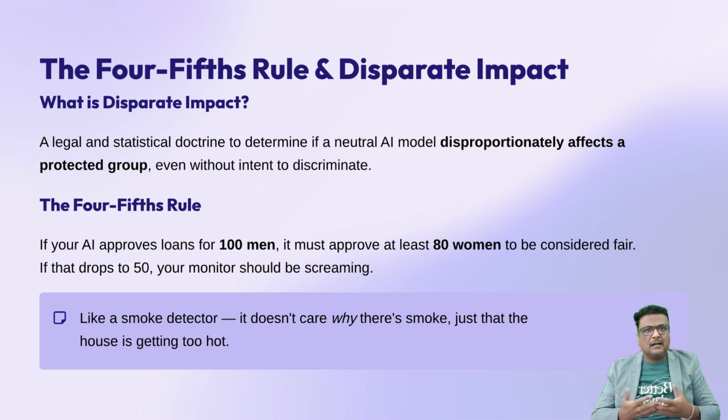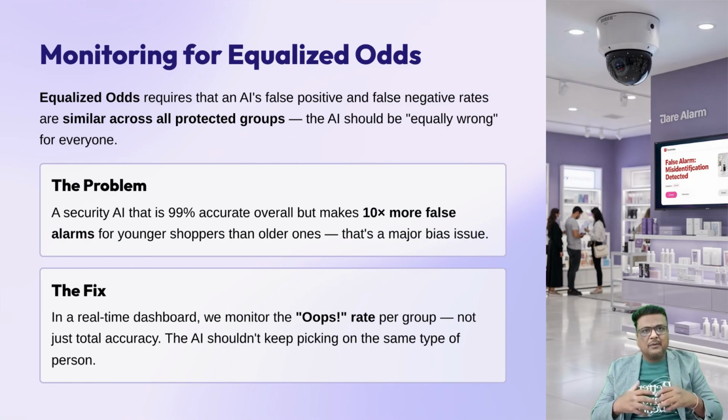But even when the final numbers look okay, the AI might still be making mistakes in a lopsided way, which leads us to checking our error rates. Sometimes the problem isn't who gets yes, but who gets a no by mistake. This is where we look at equalized odds, which is a fairness metric requiring that the model's false positive rates and false negative rates are similar across all protected groups. In simple words, the AI should be equally wrong for everyone.